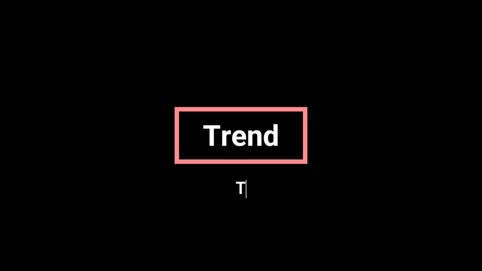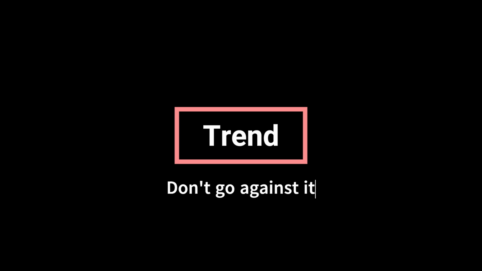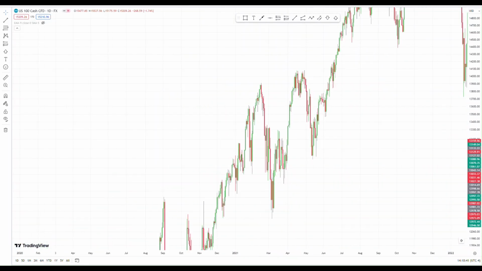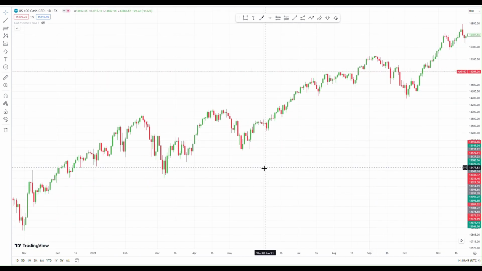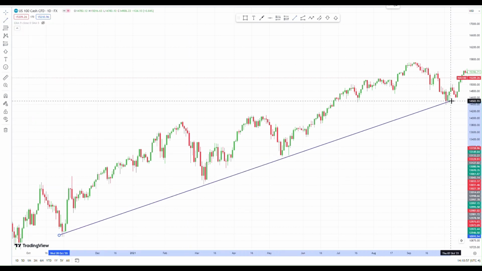The second chart behavior is the trend. The trend is your friend. Tattoo it on your forehead. Don't tattoo it on your forehead. Mainly, don't go against it, okay? In order to identify a trend, you may have to zoom out of the chart a little bit because the market can trend in two different directions. There's an easy way to identify a trend by using trend lines.